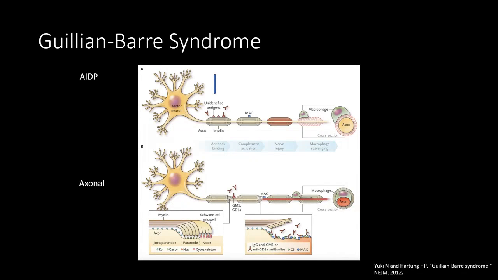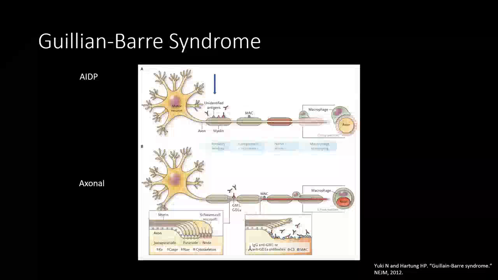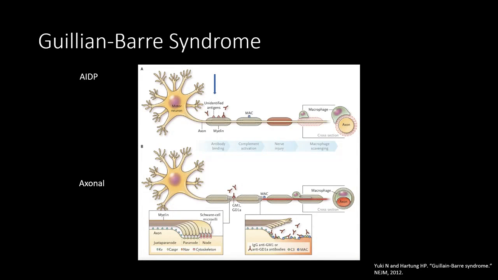The axonal form is a little bit better understood due to the presence of ganglioside antibodies, specifically directed against GM1 and GD1a, which are gangliosides that reside in the nodes of Ranvier. These patients are much more likely to be seropositive, and probably more than half of patients with the axonal form of GBS will be positive for one of these antibodies. And this is the sort of relationship that gives evidence for the molecular mimicry hypothesis of GBS.